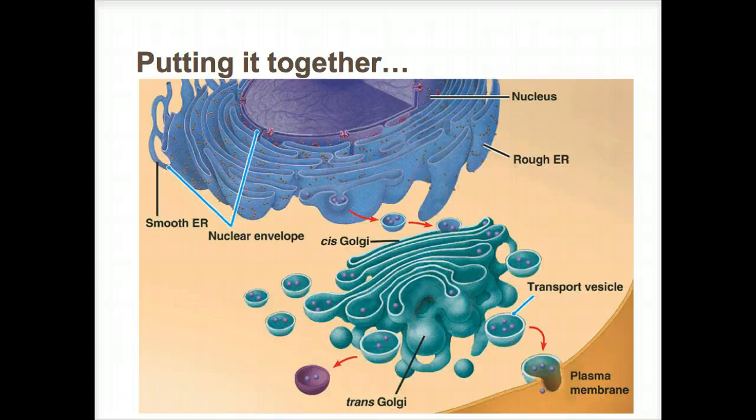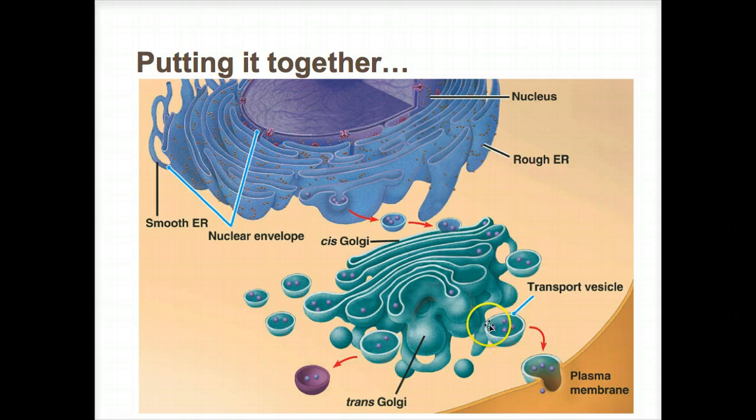So putting it all together, the big picture, remember our messenger RNA is going to come out through the nuclear pore. On the rough ER, specifically on the ribosomes of the rough ER, proteins are going to be made. They'll be shipped out through vesicles. They'll fuse with the cis side of the Golgi. They'll be modified through the cisternae sacs. Then eventually, they will bud off as transport vesicles.